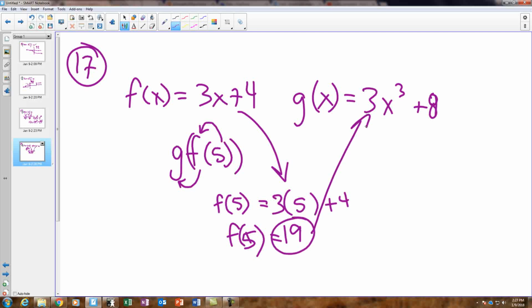Well, the second step to these compositions is to take that number and put it into the other equation. So the order does matter here. If I put 5 into g and then put that into f, it's going to be a totally different result than if I do it into f first, then into g. So here it would be 3 times 19 cubed plus 8. So again, I'm replacing the x value each time. And honestly, off the top of my head, I wouldn't know what 19 to the third power is.